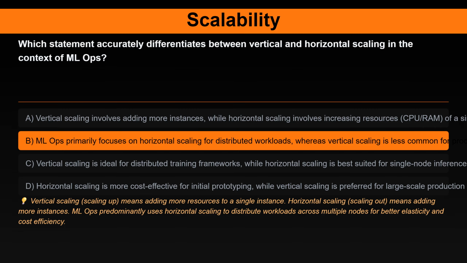The correct answer is MLOps primarily focuses on horizontal scaling for distributed workloads, whereas vertical scaling is less common for production ML systems. Here's the explanation. Vertical scaling, scaling up, means adding more resources to a single instance. Horizontal scaling, scaling out, means adding more instances. MLOps predominantly uses horizontal scaling to distribute workloads across multiple nodes for better elasticity and cost efficiency.